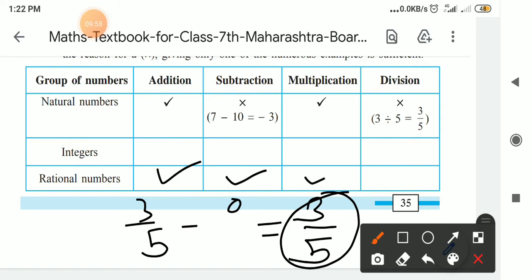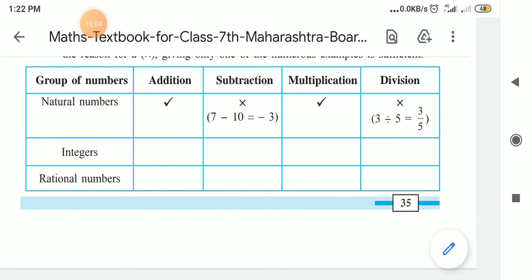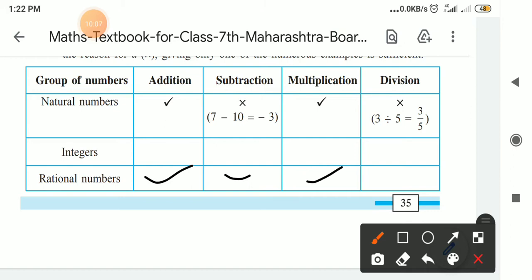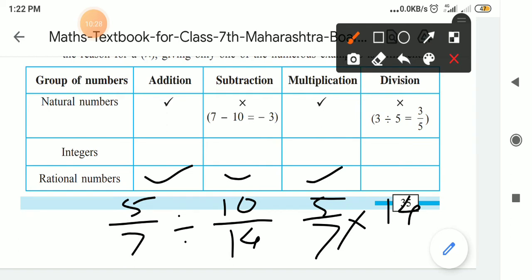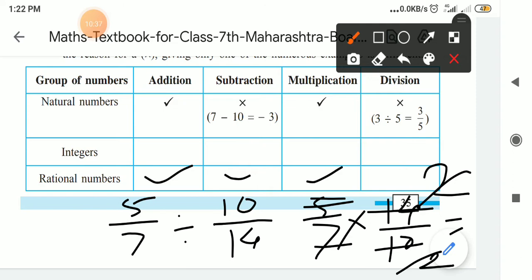Multiplication we also saw that it comes the same. And division also, suppose I take an example. Division of two rational numbers: 5 upon 7 divided by 10 upon 14. If you solve this, you do the multiplication with the inverse of 10 upon 14, that is 14 upon 10. 5 ones are 5, 5 twos are 10, 7 ones are 7, 7 twos are 14, 2 cancels with 2, the answer is 2, and 2 is a rational number.